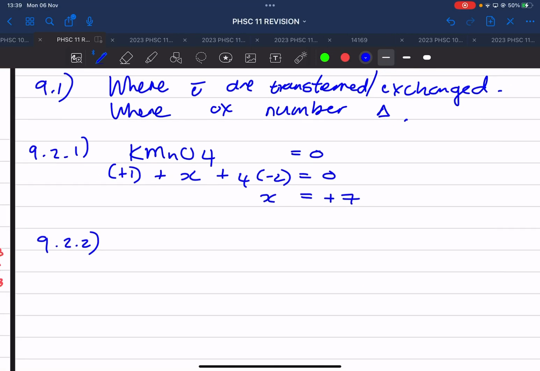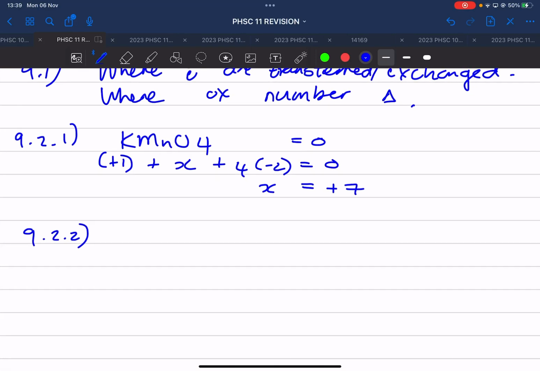But be clear here. Okay, 9.2.2, then they give you manganese sulfate. Again, there's no valency at the top, so that must be equal to 0. We want to know what is manganese. Sulfate is always... so maybe there's a particular number on top there, like -2.